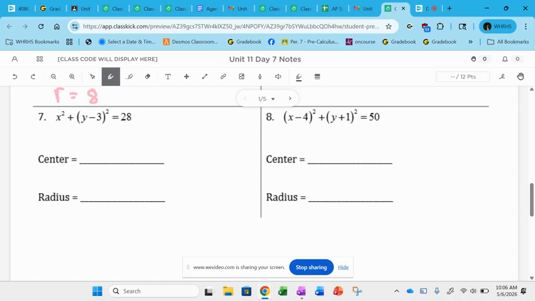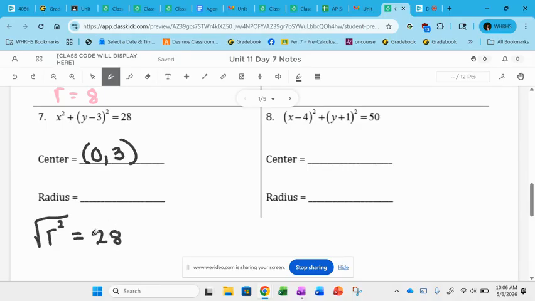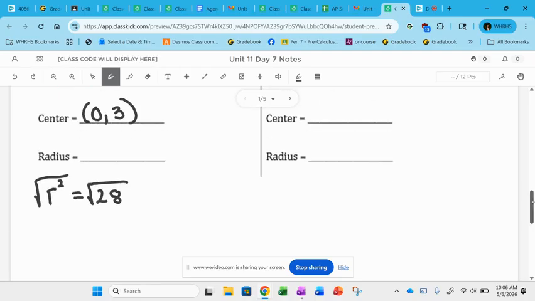All right, Jay, you're up. What is the center for number 7? 0, comma, +3. Perfect. Now, the radius squared is 28. To undo a square, we take the square root. The problem is there is no number times itself that gives me 28. Who remembers when it wasn't a perfect square, how did we simplify the radicals? What did we have to do?